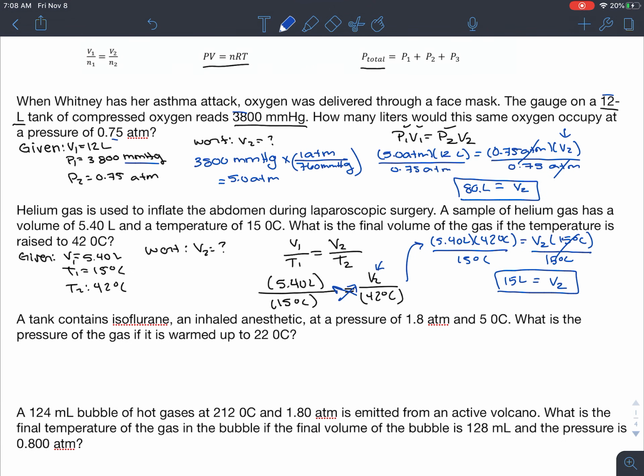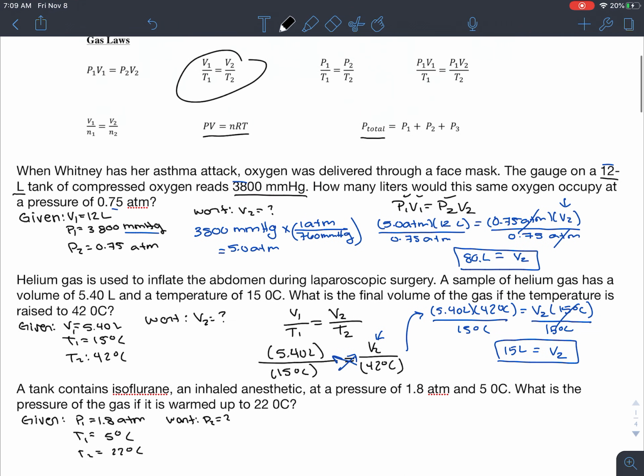Let's move on. A tank contains isoflurane, an inhaled anesthetic, at a pressure of 1.8 atm and 5 degrees Celsius. So what am I given here? Given pressure 1.8 atmospheres, temperature 5 degrees Celsius. What is the pressure? So I want another pressure, so these are going to be my first ones.